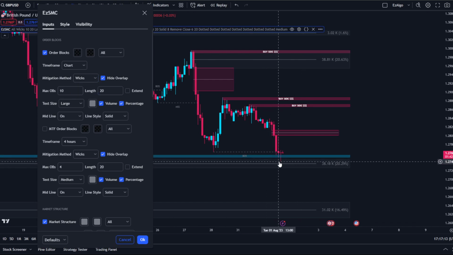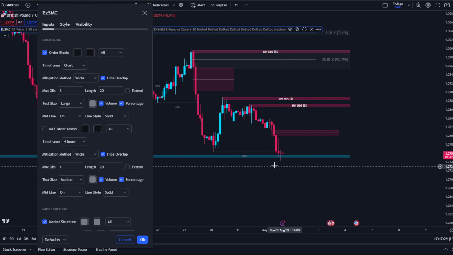As soon as an order block is touched, it would be mitigated. By default, I think it's wicks. You can leave it on that. We have a max order block feature. I like keeping this on 10. If you only want to focus on the current structure, which is something we teach inside of the Discord, you can set it to 5 if you'd like. But really, I like setting the max order blocks to 10, right?